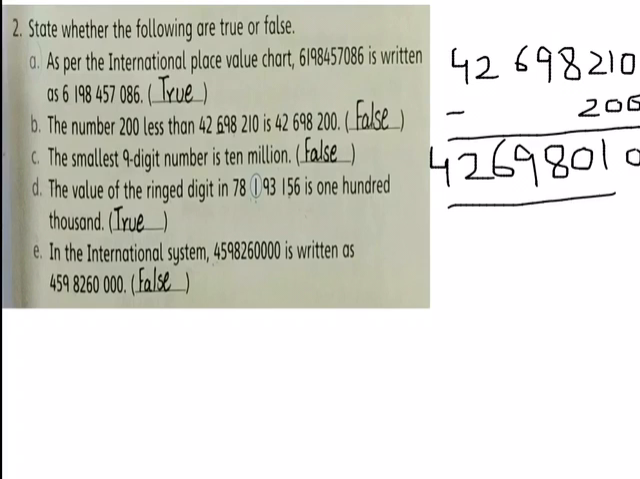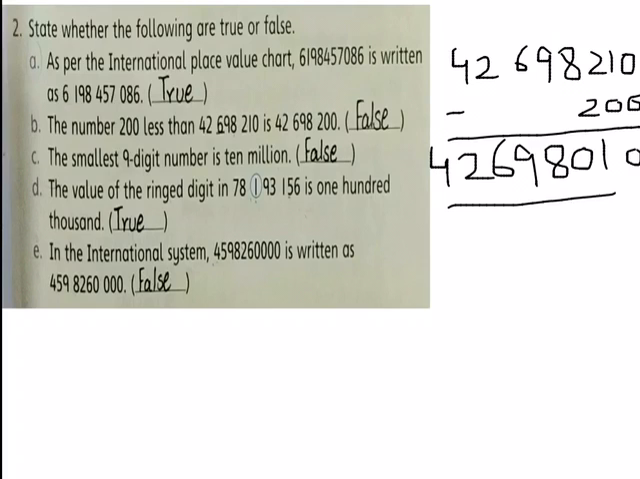The smallest 9-digit number is 10 million. Is it correct, students? I already discussed that the smallest 9-digit number is 100 million. So the statement is false. Understand?